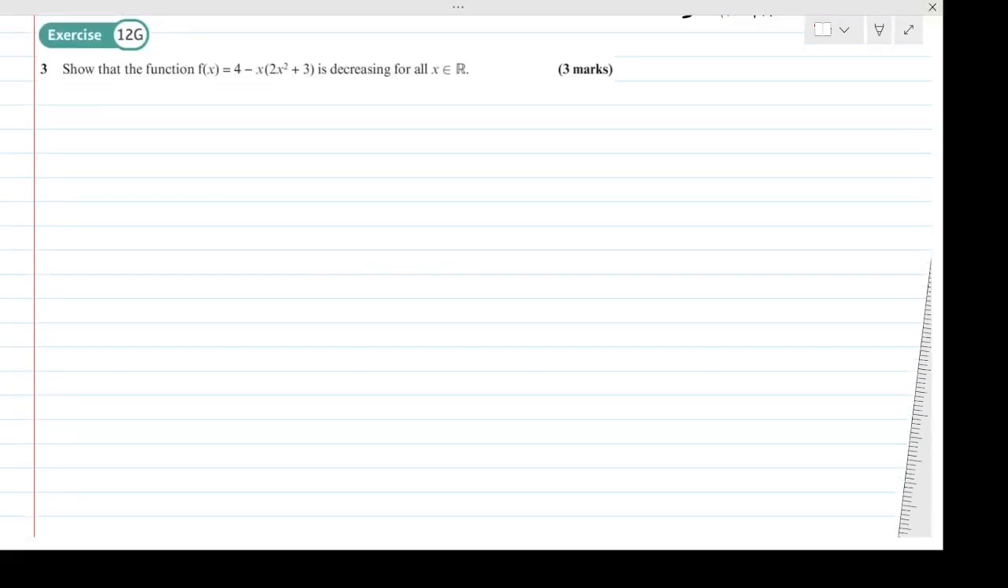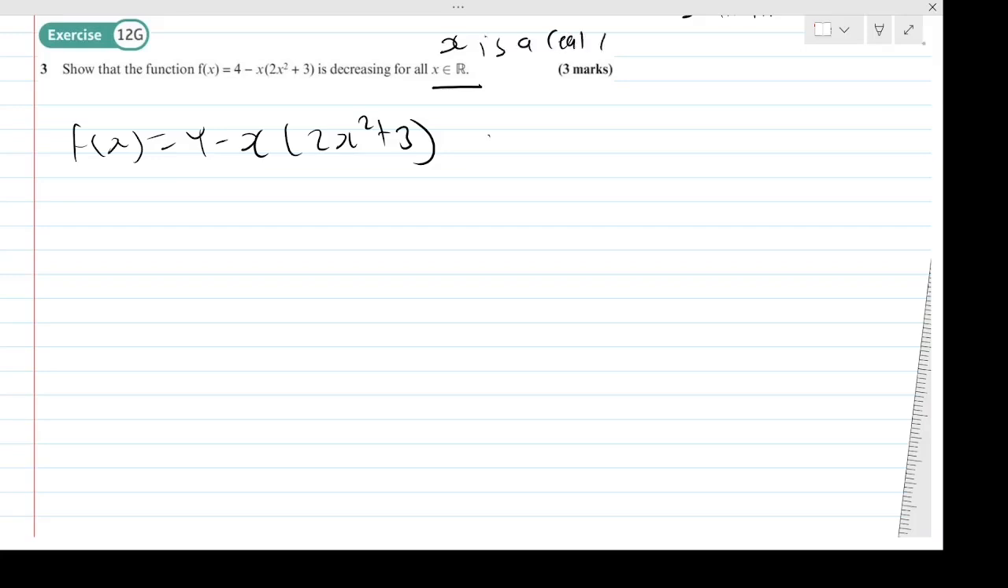So we need to show that this function f of x is 4 minus x times 2x squared add 3 is decreasing for all x in R. So remember we talked about this before, that this notation means x is a real number essentially. Because this means x, and then this e symbol means is a member of, and R with that font is the set of real numbers.